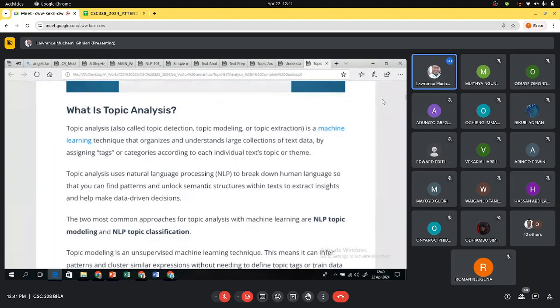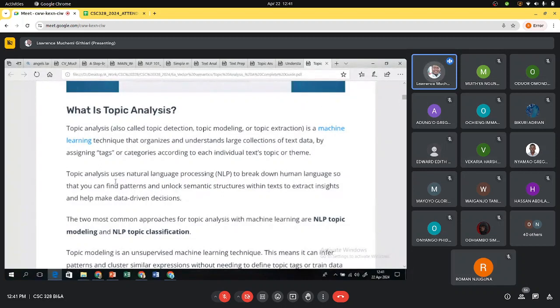So it's actually a machine learning technique that organizes and understands larger collections of data by assigning tags or categories according to each individual text's topics or themes. And topic analysis uses NLP to break down human language so that you can find patterns and unlock semantic structures within text, and to extract insights and help make data-driven decisions.